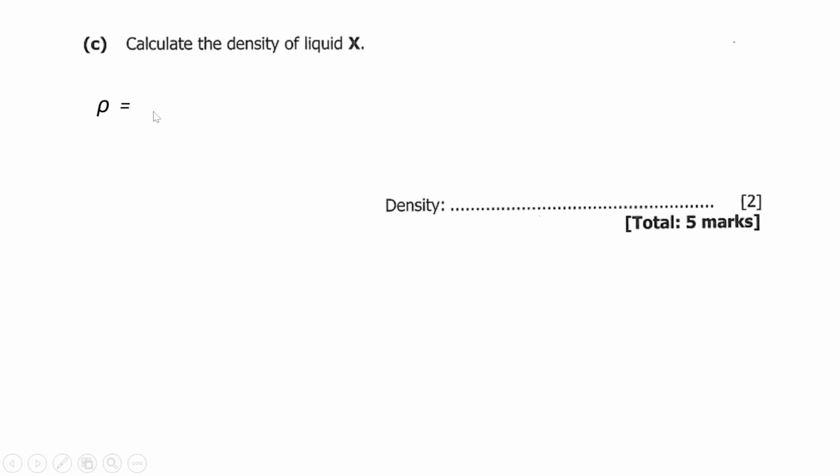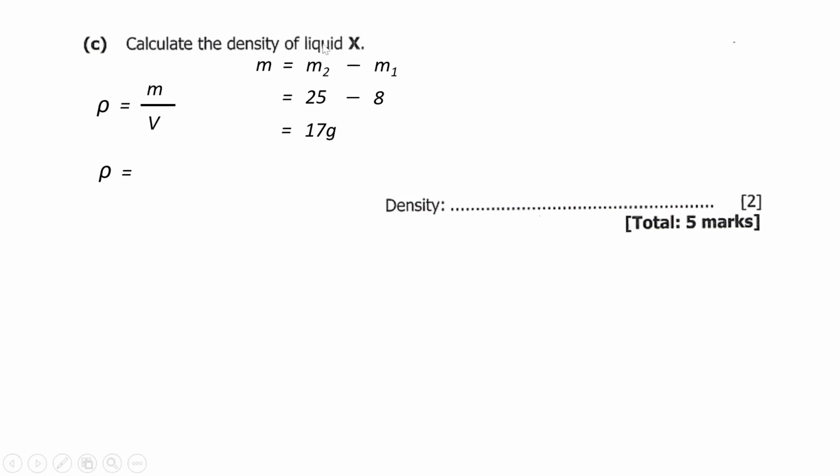So say density is equal to mass over volume. Then the mass is going to be the mass of the bottle and liquid X minus the mass of the empty bottle, which is 25 minus 8. So if you say 25 minus 8, you get 17 grams. Then you say equals, you know, we are looking for what?